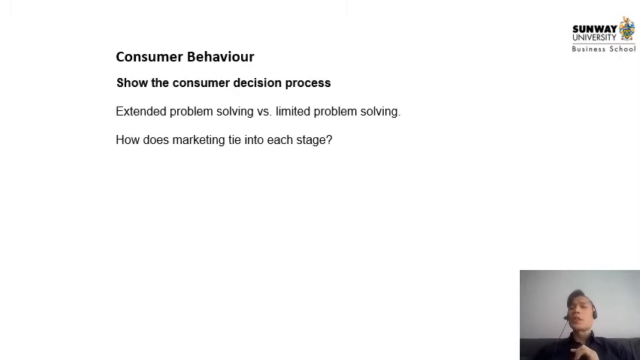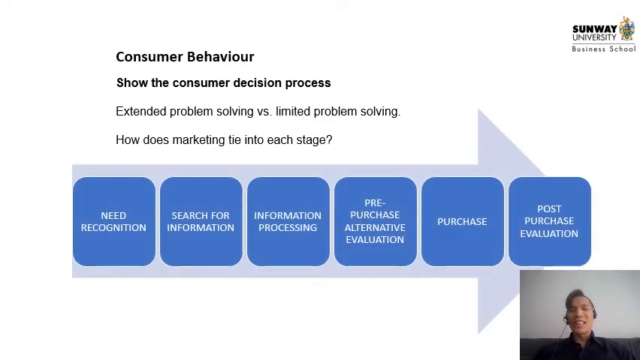So, in consumer behavior, we show the consumer decision process: extended problem solving versus limited problem solving. How does marketing tie into each stage of the consumer behavior process, from need recognition to search for information, information processing, pre-purchase alternative evaluation, purchase, and finally post-purchase evaluation?